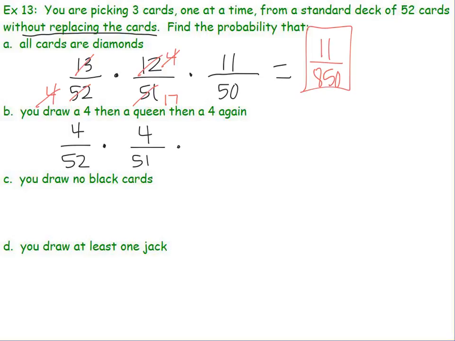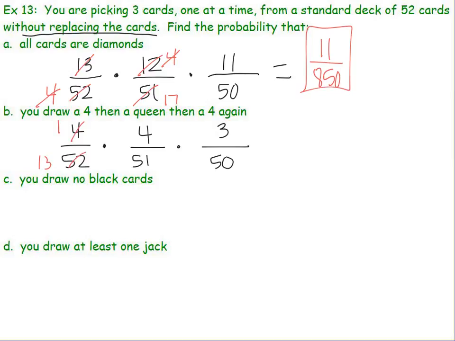Now we got our third fraction. Now what's the probability that we draw a 4 again? Well, how many 4s are in the deck? We've taken one out, so there's 3 4s left in the deck. How many cards are in the deck? Well, we've already taken 2 cards out, so there's 50 cards in the deck. So let's start doing some reducing. 4 and 52. Those can both be divided by 4. That leaves us with a 1. And 52 divided by 4 is 13.